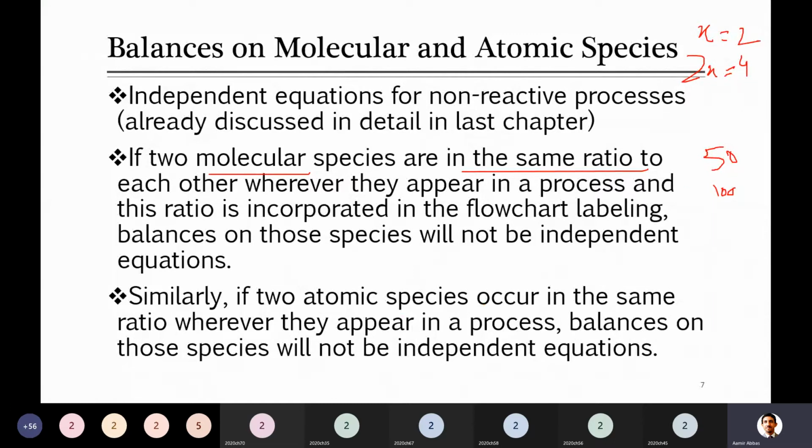At the same time, when you write the atomic species balance, for example, two atoms are available in the same ratio in the system, so they will appear in the balance equation, but they will not be independent equations. The best way to avoid this is to write the equations. When you write the equations in front of you, you can see whether they are obtained from each other, being multiplied with some factor, giving you another equation.